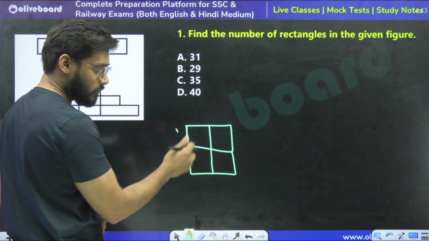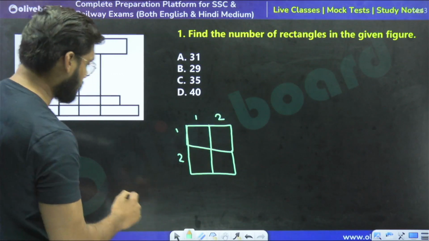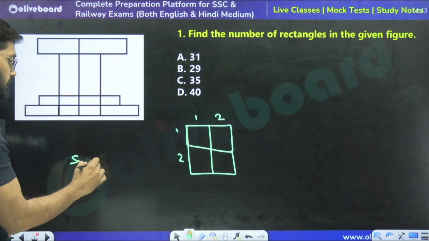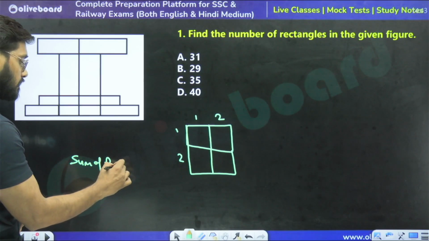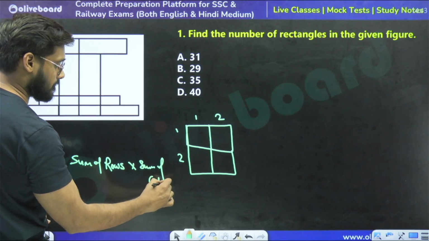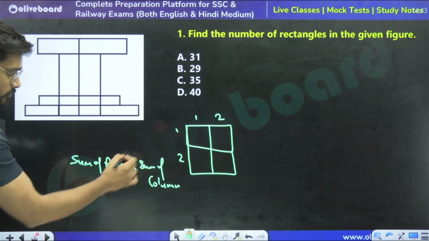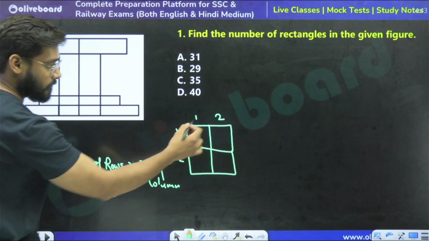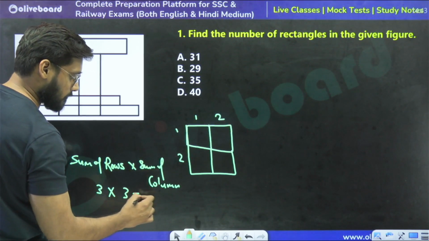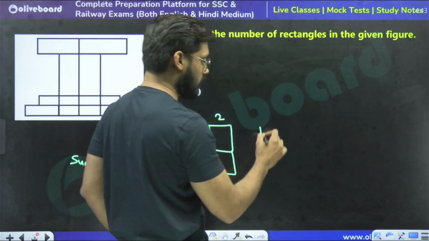1 and 1, 2 parts, and again this is divided into 2 parts. All you need to do is sum of the rows multiply the sum of columns. 1 plus 1, 2. Sum of rows, 1 plus 2 is 3. Multiply, 2 into 3. Total number of rectangles are 9, right?